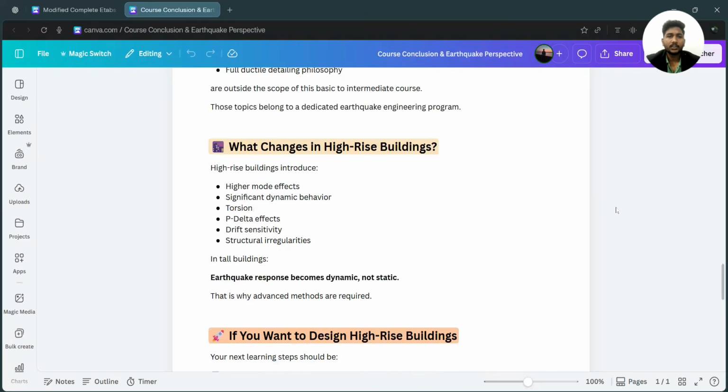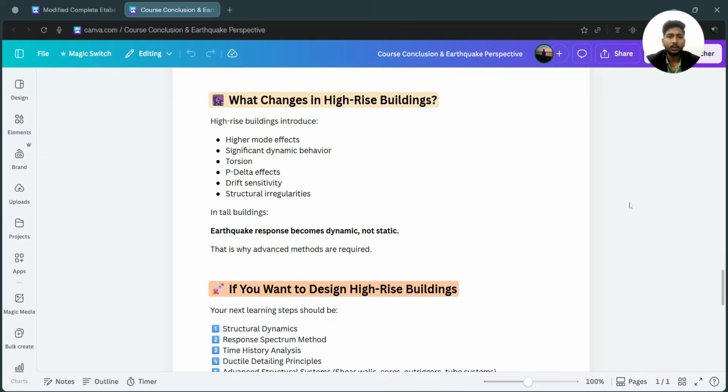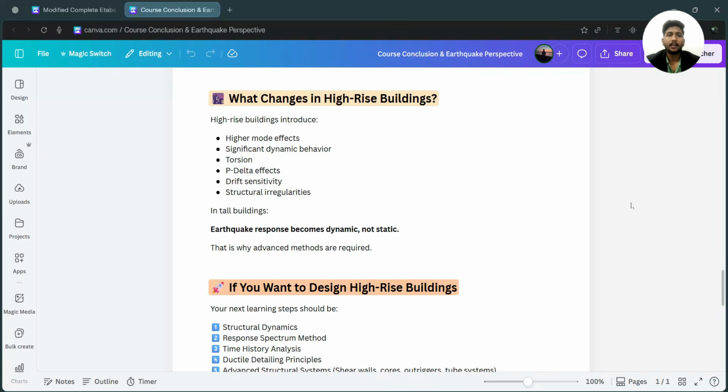What changes in the high-rise building? A high-rise building introduces the higher mode effect, significant dynamic behavior, torsion, and P-delta effect. Some of these are the earthquake parts present here. Then there are drift sensitivity and structural irregularity. In a tall building, earthquake response becomes dynamic, not static.